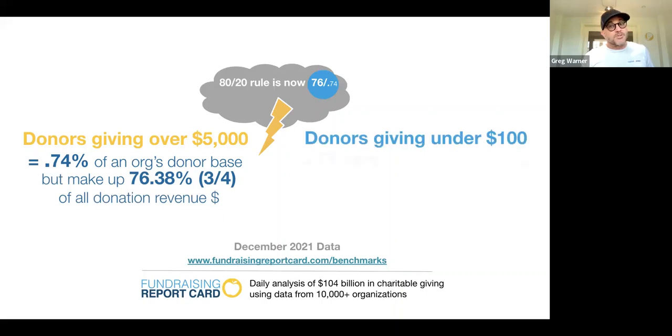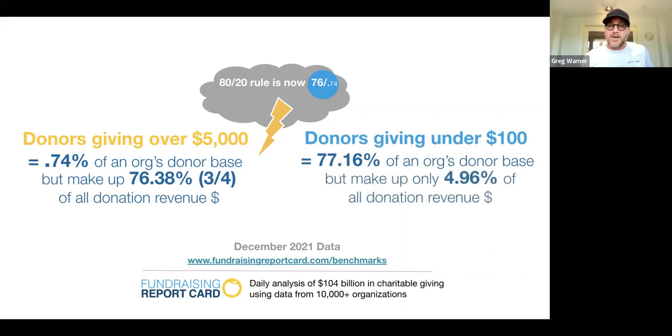So the donors giving under $100 are about 77% of your donor base, but only make up almost 5% of your revenue. Again, your metrics may be different, but it's doubtful they're going to be that far off. This is what we see across the board.